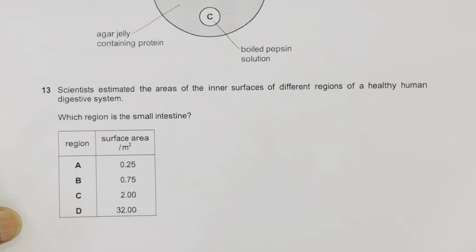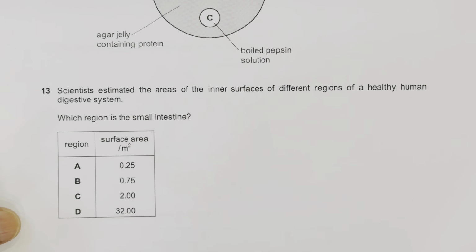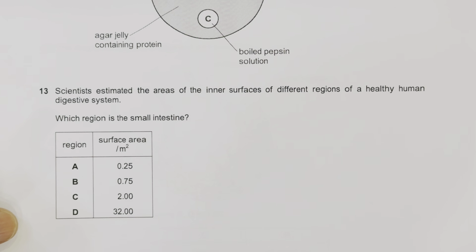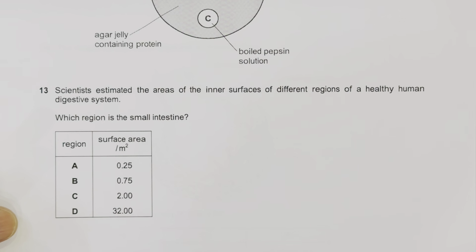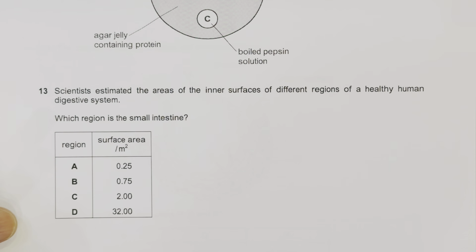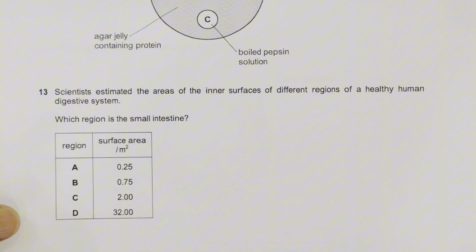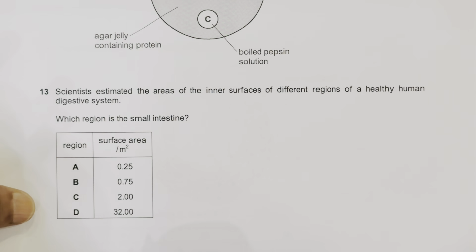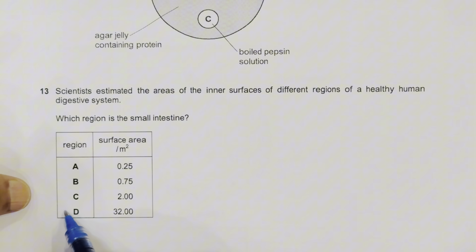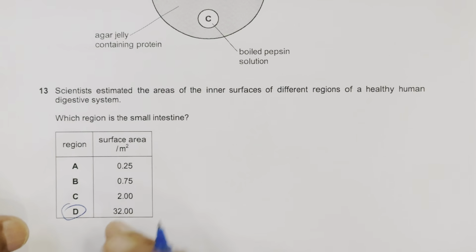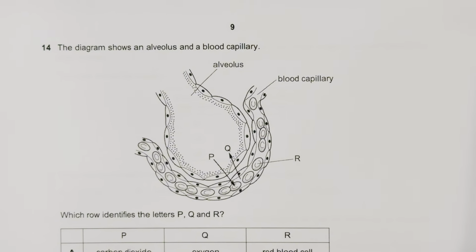Scientists estimated the areas of the inner surface of the different regions of a healthy human digestive system. Which region is the small intestine? So we need to find the region of the small intestine. So it is option C or D. So it's option D, 32 square meters. Okay. Moving to question number 14.